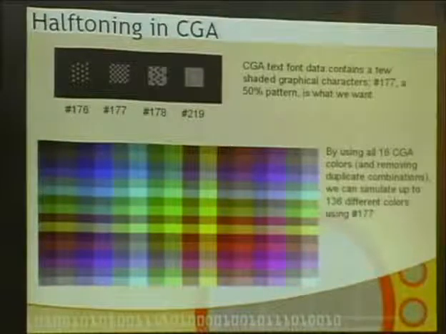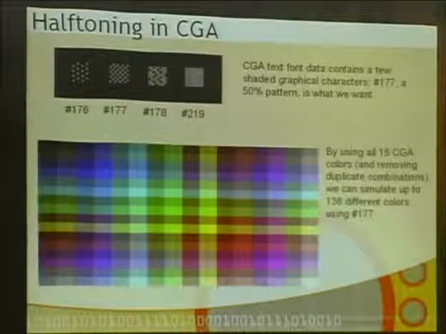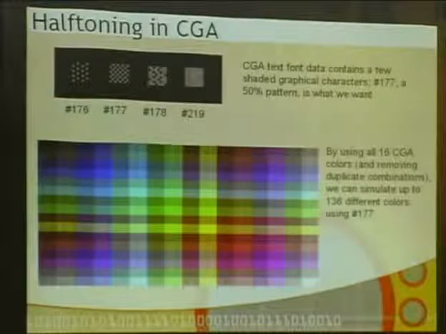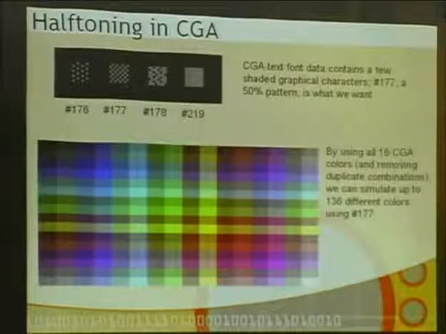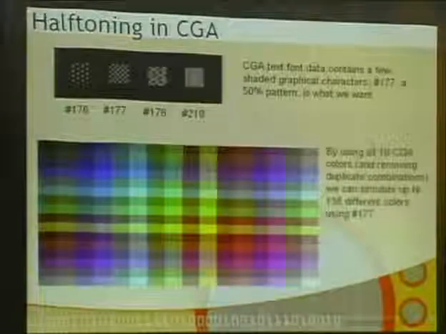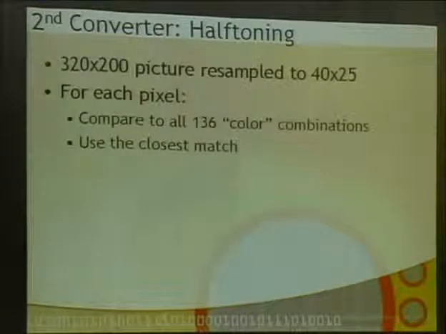The 177 is the one that I used. And by using all of the colors and eliminating duplicates, you can get a fairly reasonable facsimile of more colors. So that one was really easy to do. The process was resampling the 320 by 200 picture down to 40 by 25. So I had exactly one pixel to one character pixel lookup to do. And you resize it, and then you use the closest match.